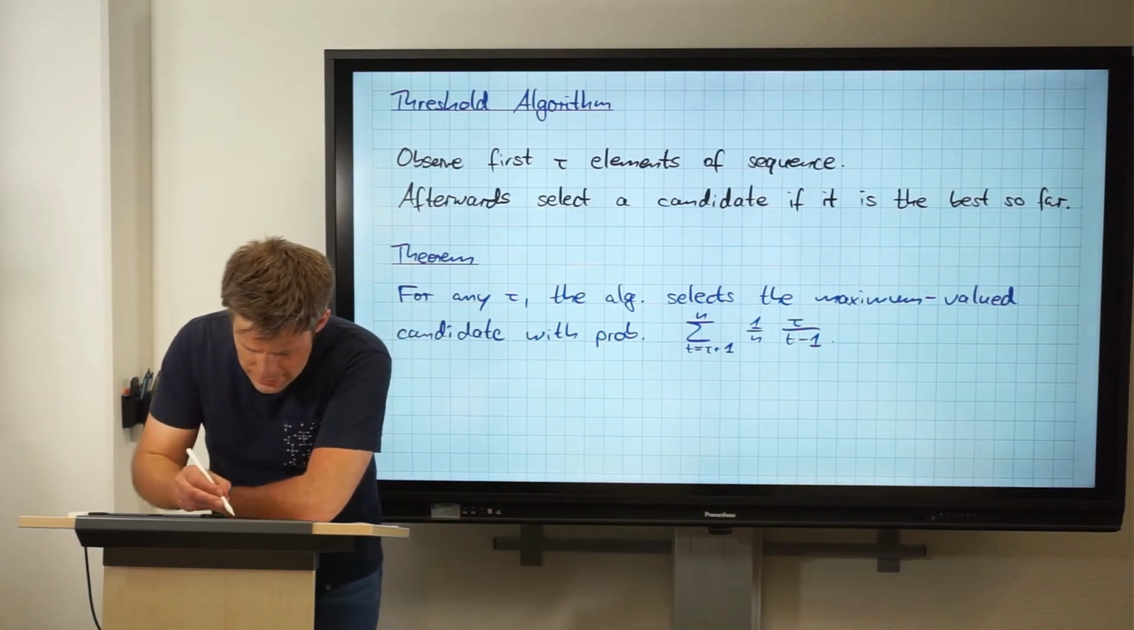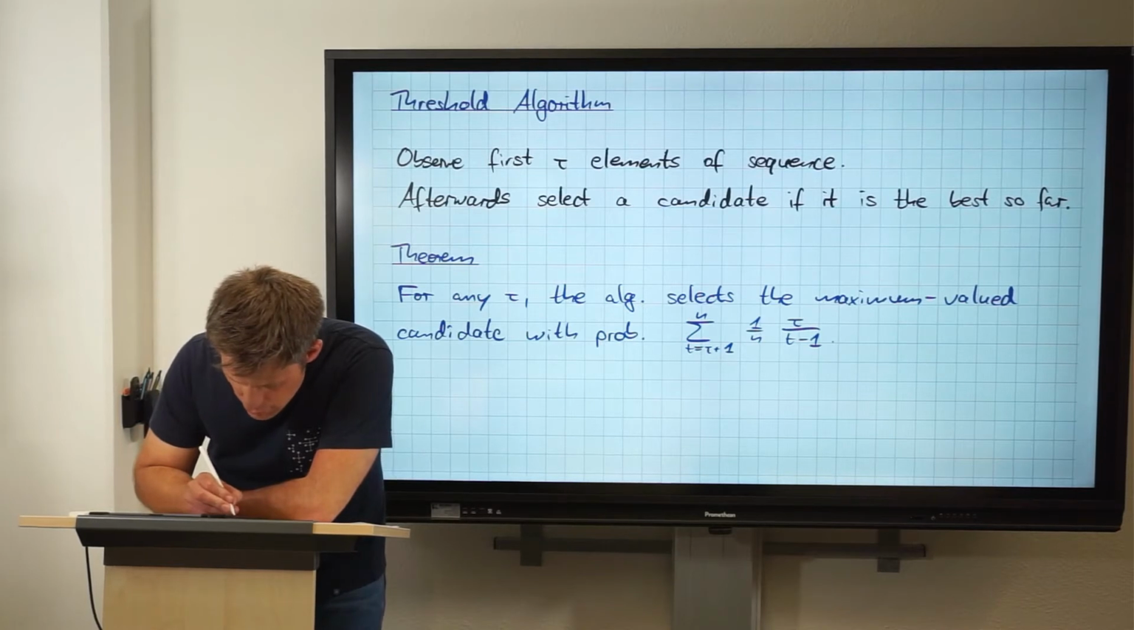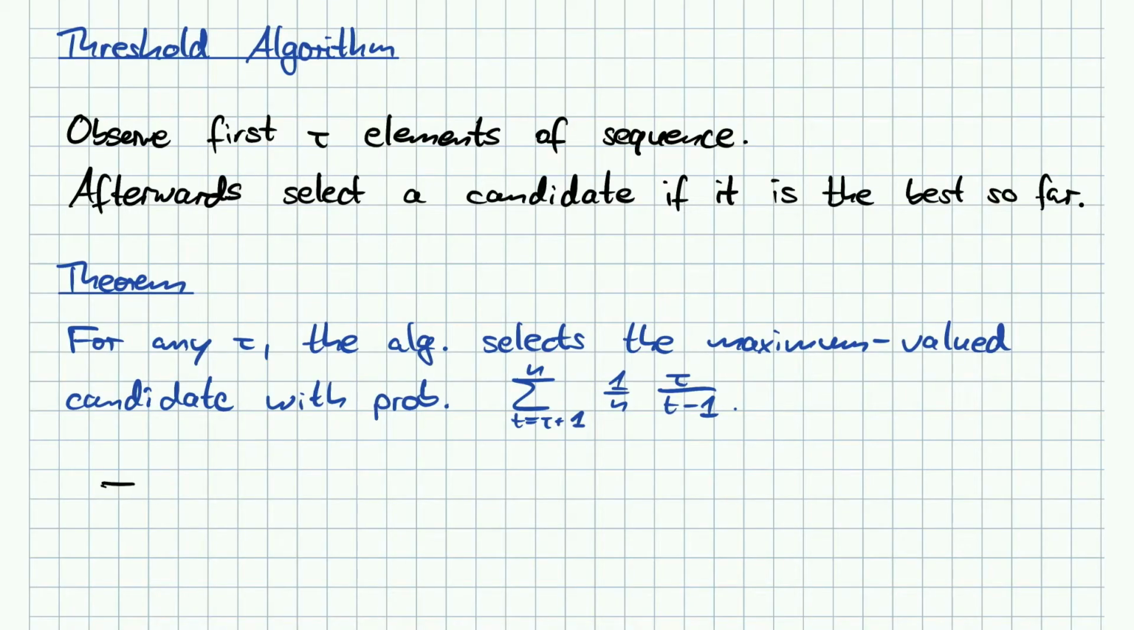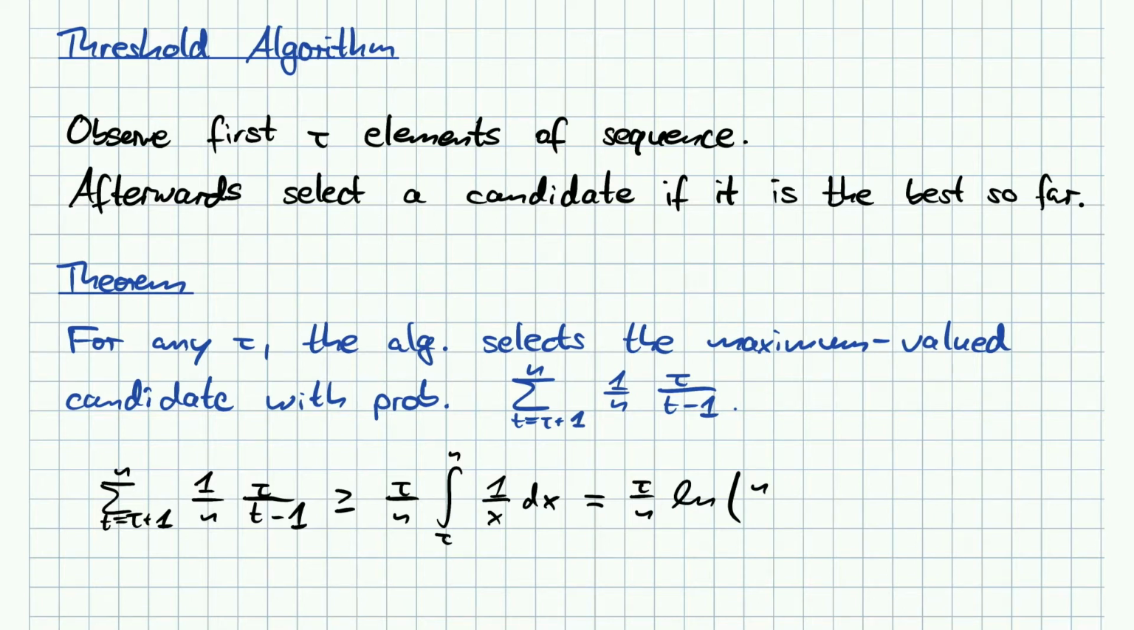Well, let's see what this should look like for large n. What we'll have is that this sum that we have here we can actually lower bound by the following integral. Move out tau over n, and now take the integral from tau to n of 1 over x dx. And if you now do the math, then you'll see, okay, this is actually equal to tau over n times ln n over tau.